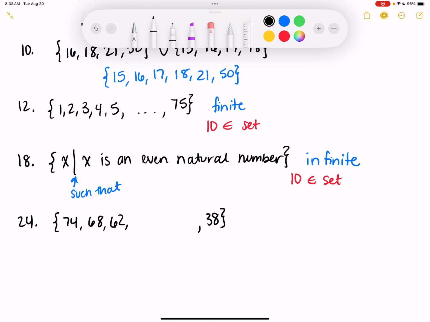So if I subtract 6 from 62, what number do I get? 56. I subtract 6 again and I get 50. Subtract 6 again and I get 44, and then subtract 6, and that takes you all the way to 38. So basically on that one, we had to fill in 3 numbers.